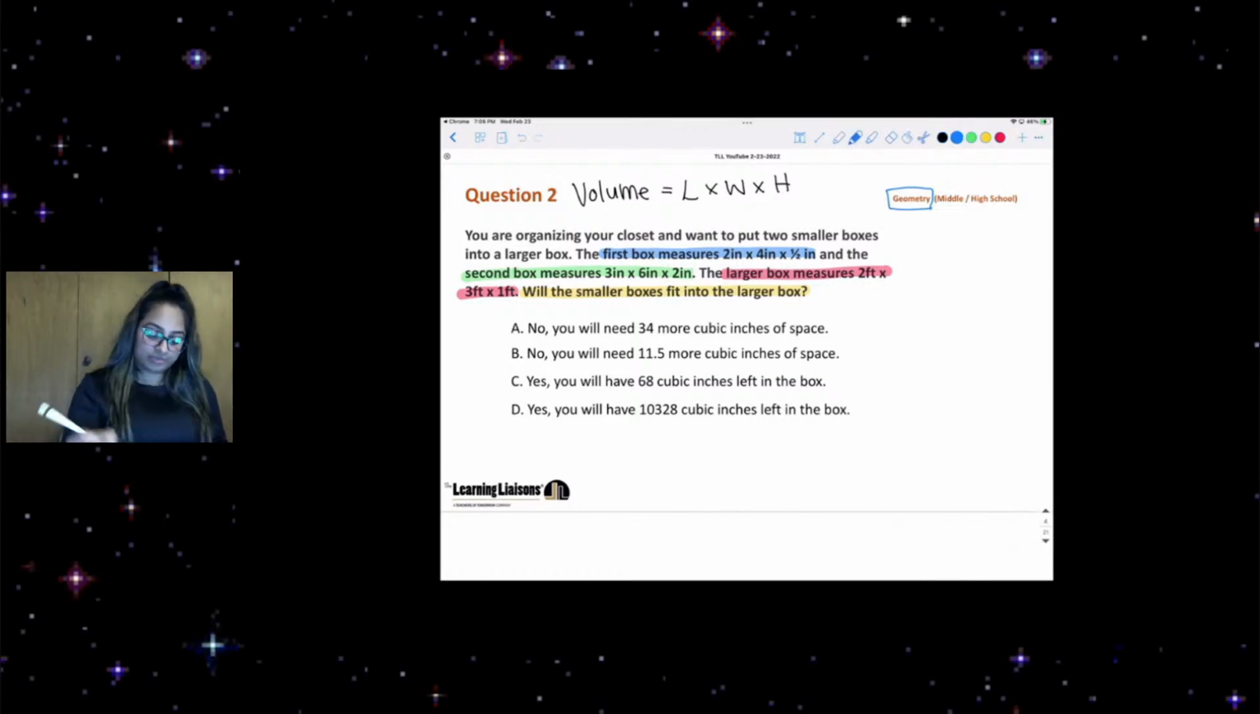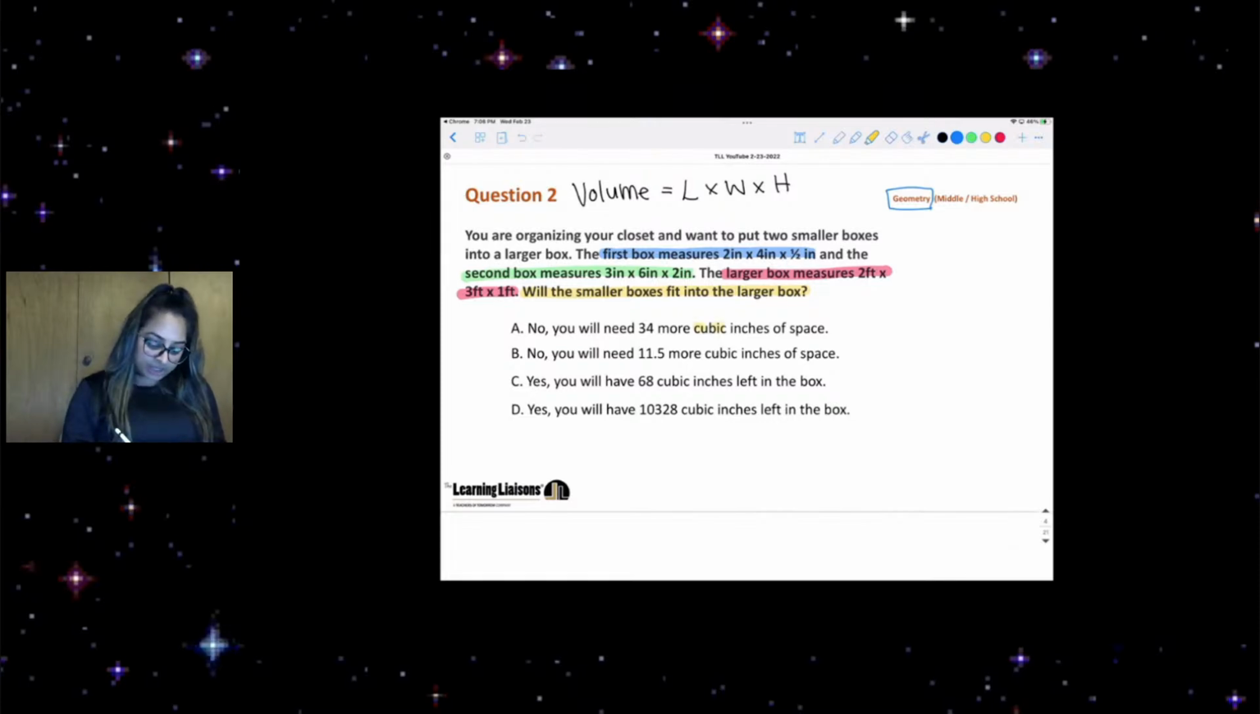So let's start with box 1. Box 1 is 2 inches by 4 inches by ½ inch. Box 2 is 3 inches by 6 inches by 2 inches. And box 3 is 2 feet by 3 feet by 1 feet. Okay, there's a red flag there. Not all of the measurements are the same. So let's glance at our answer choices to give us some guidance on where we need to go based on measurement.